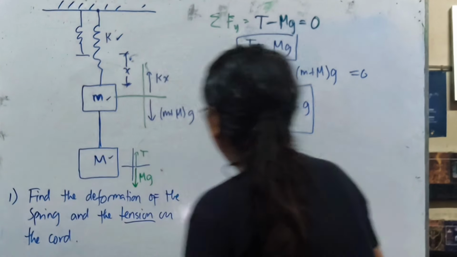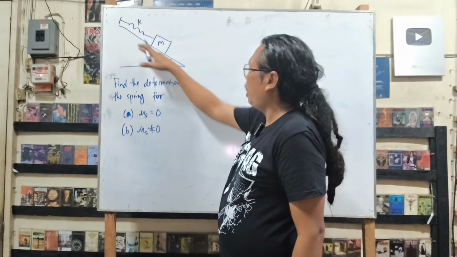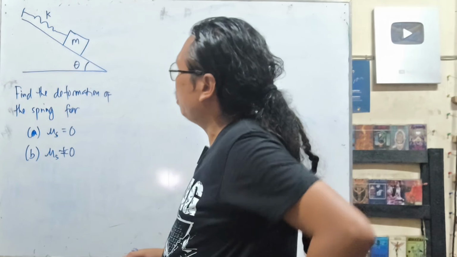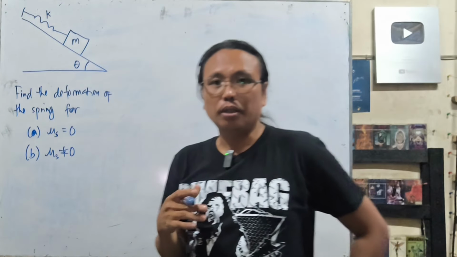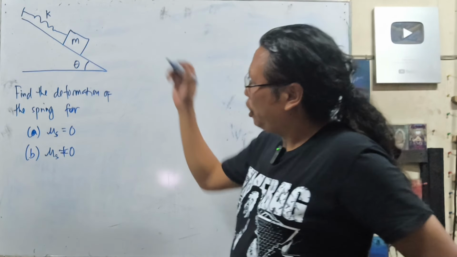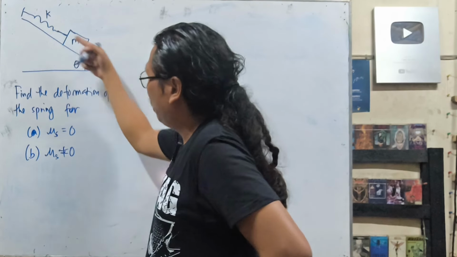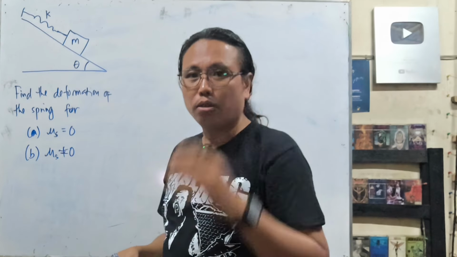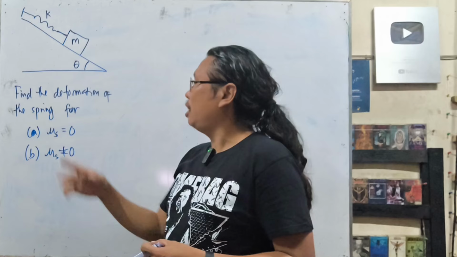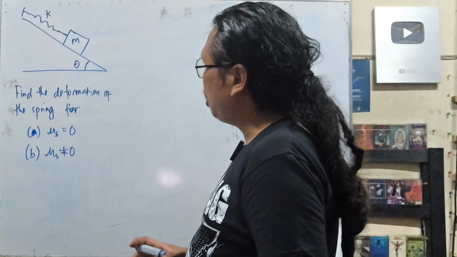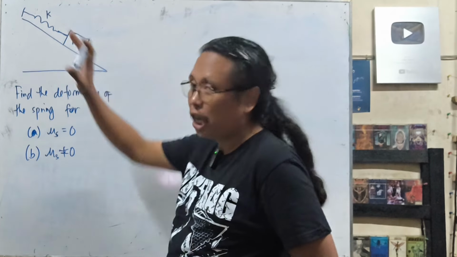Okay, so let's have another problem. On the second problem, we have an inclined plane with an angle theta, and a mass attached to a spring. Notice that when we first dealt with this type of problem, it was not a spring, it was just a cord, and we were asked to find the tension on the cord. This will give us exactly the same solution, only that instead of T, we now have the elastic force, which is kx.